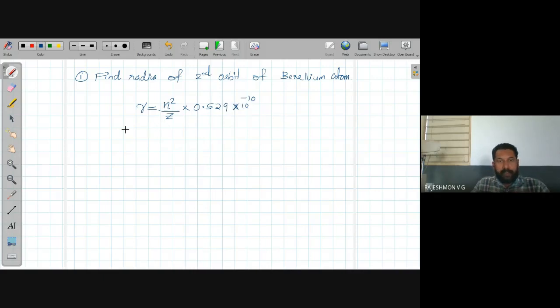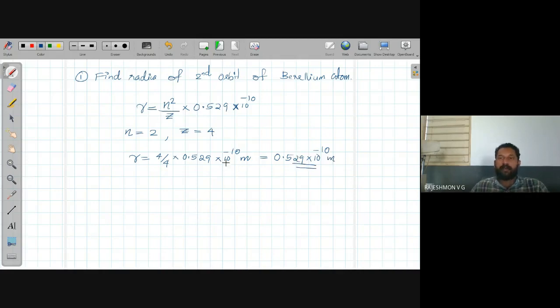So here n is equal to 2, second orbit, Z is equal to 4, beryllium's atomic number, so r is equal to n square, 4 by 4, into 0.529 into 10 to the power minus 10 meter, and it is simply 0.529 into 10 to the power minus 10 meter. This is the radius of second orbit of beryllium atom.